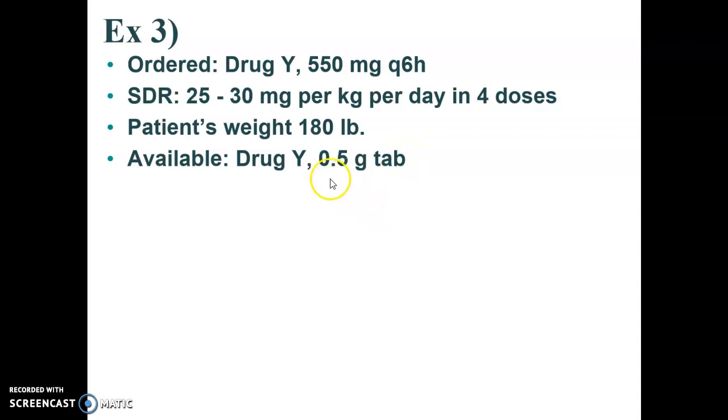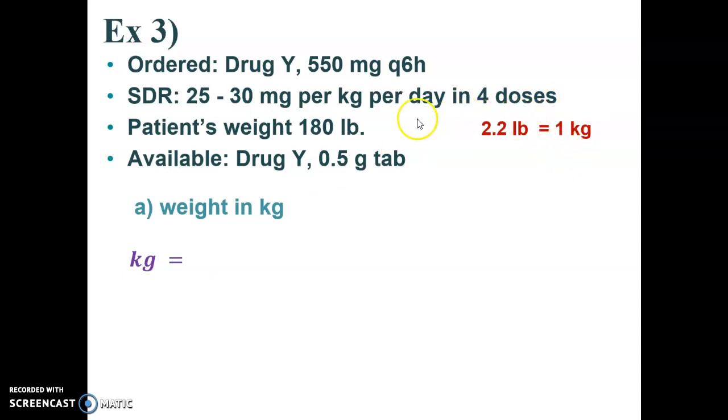So part A is usually going to ask you for the weight in kilograms, because a lot of times we weigh patients in pounds, and the very first thing we need to do is change pounds to kilograms, because our safe dosage range is usually written in kilograms. So for our weight in kilograms, if we want to know kilograms, our first fraction needs to have kilograms in it, right? So let's remember that conversion factor, 2.2 pounds is 1 kilogram. Now, I do need kilogram at the top, so 1 kilogram is going to be put over 2.2 pounds.